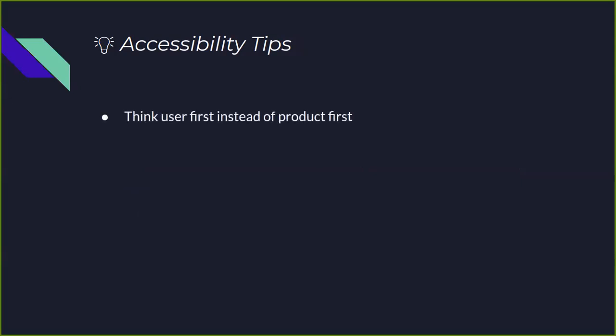First of all, if you want your system to be accessible, think user first instead of product first. Always think about your end users first, who they are, what they are going to be doing with your system, and their understanding of the system. Next, test the accessibility of your system yourself before rolling out. Test it out with available assistive technologies. Test it out with actual people before you roll out to the entire world.